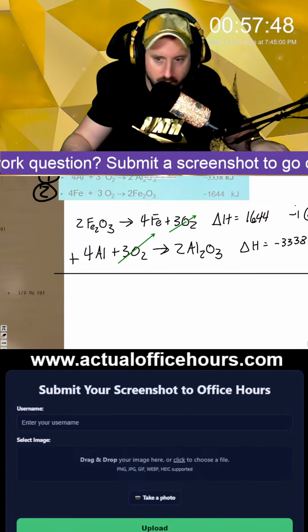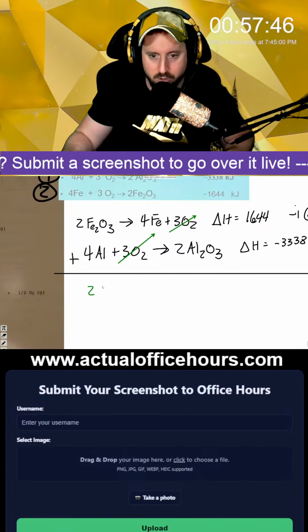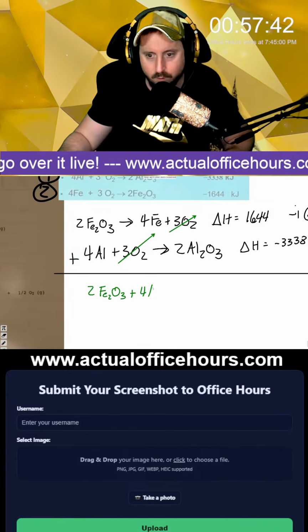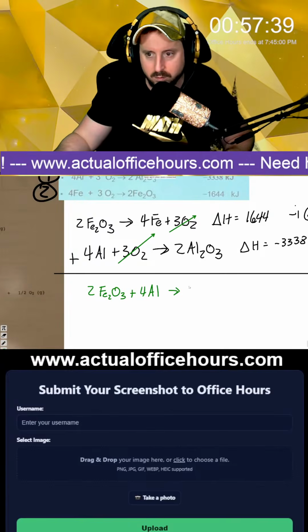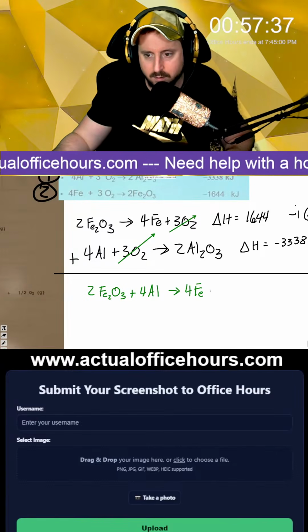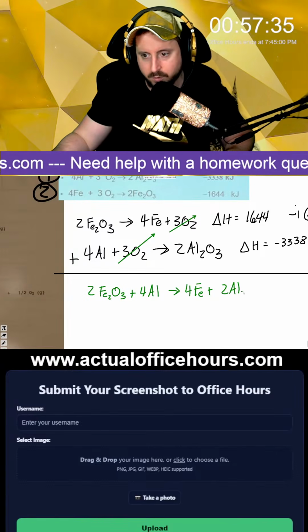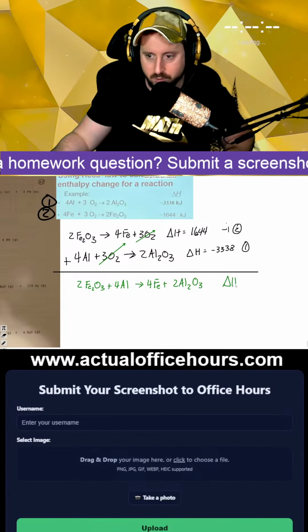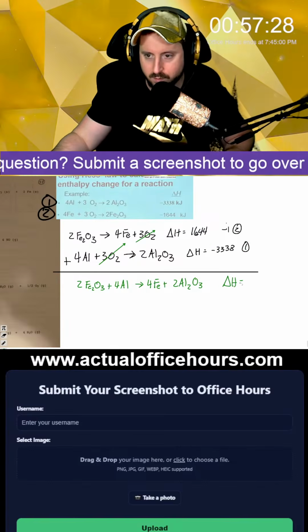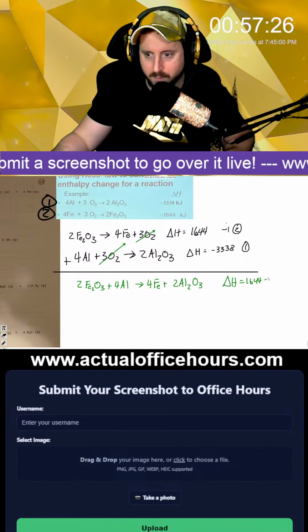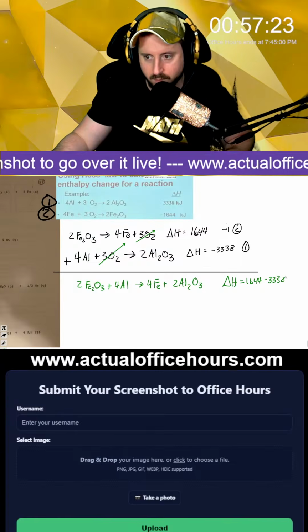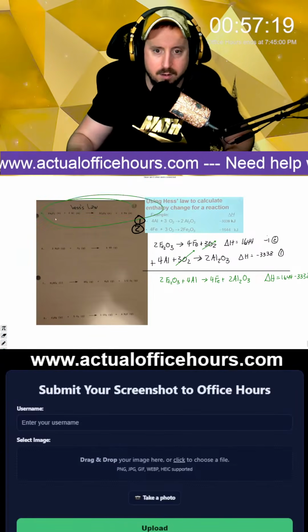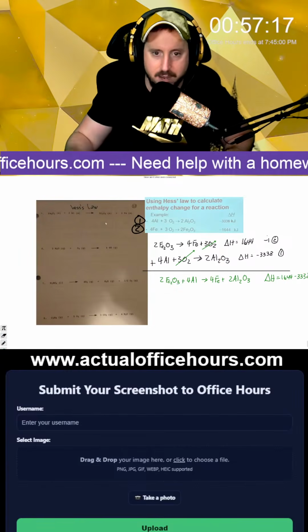This cancels with this, and you're left with 2Fe2O3 plus 4Al goes to 4Fe plus 2Al2O3. And then the delta H there total is equal to this plus this. So that's 1644 minus 3,338. Okay. But they want it for basically half this reaction.